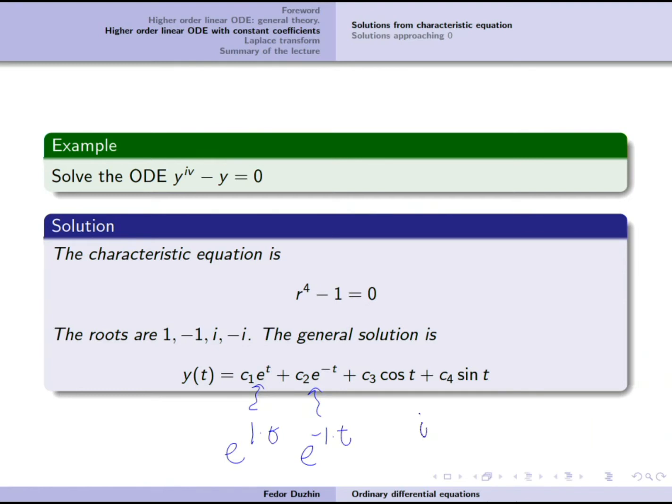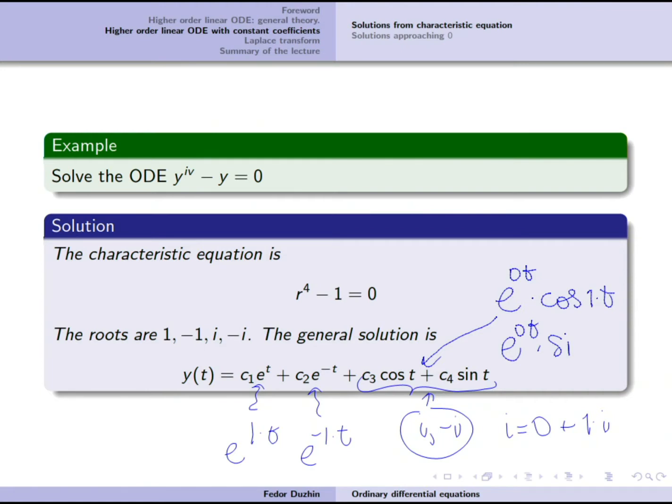And i and minus i together give us this pair, cosine and sine. And the reason is that for i, the real part is 0 and the imaginary part is 1 times i, and here we have e to the power 0 t times cosine 1 t, and e to the power 0 t times sine 1 t. It's a bit messy.